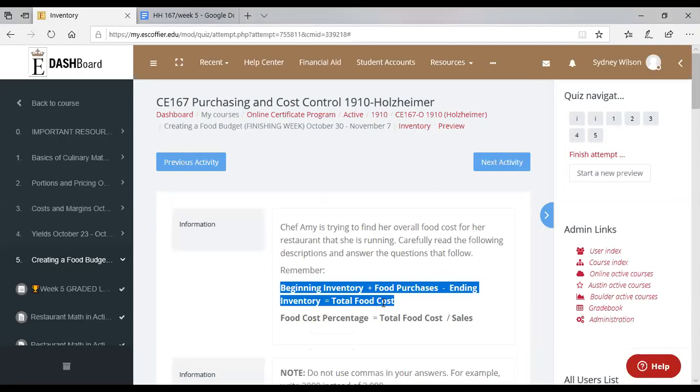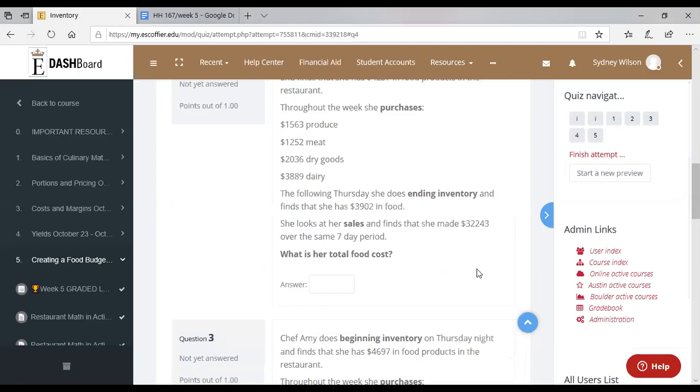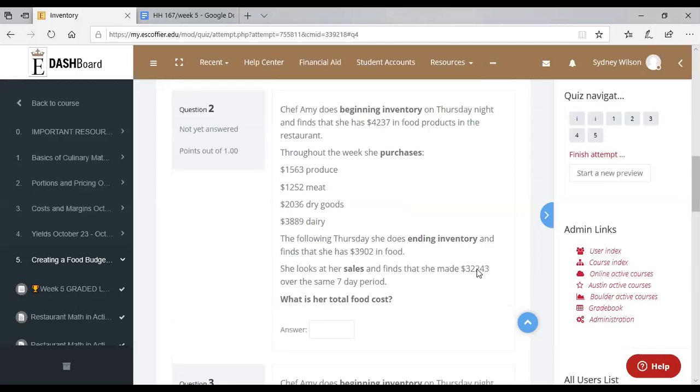So total food cost is beginning inventory, which in this case is $4,237. And we're going to add the purchases that she made throughout the week, which would be the produce, the meat, the dry goods, and the dairy.